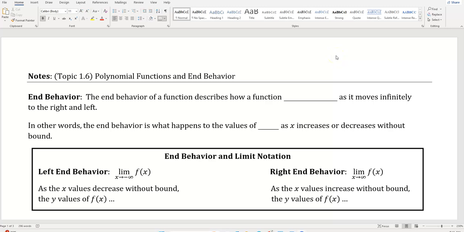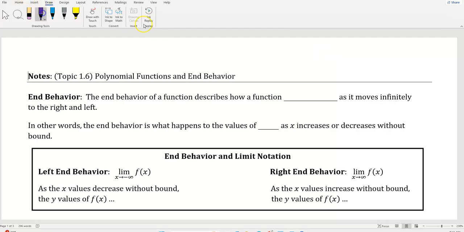The end behavior of a function describes how a function behaves as it moves infinitely to the right or left. At how a function changes as it moves infinitely to the right or left. In other words, the end behavior is what happens to the values of y as x increases or decreases without bound.